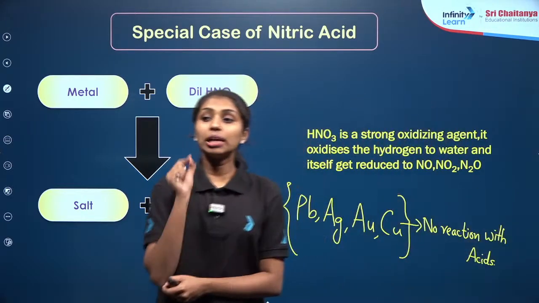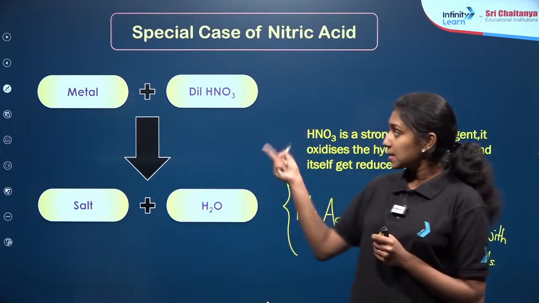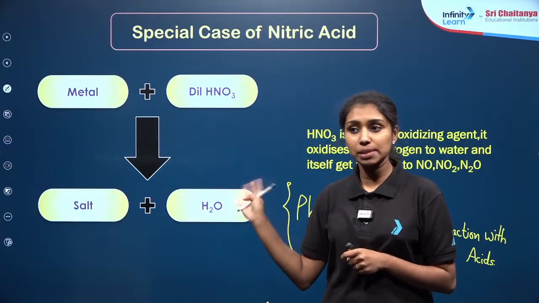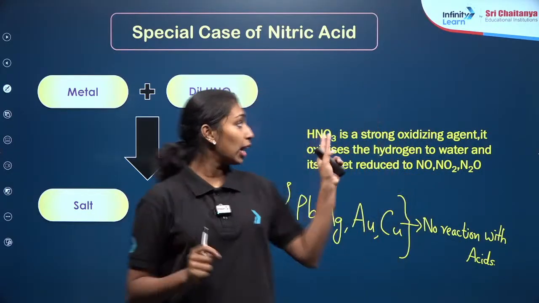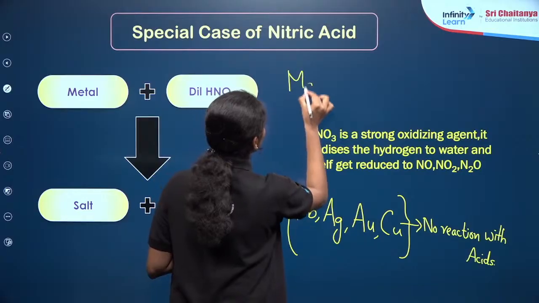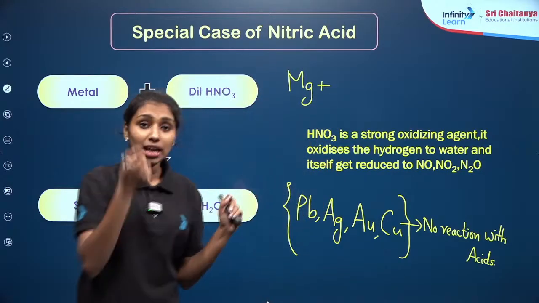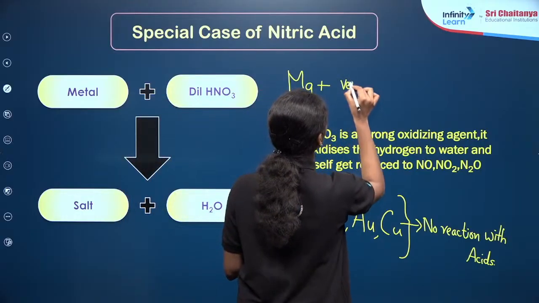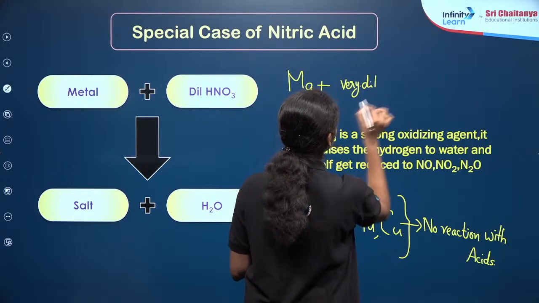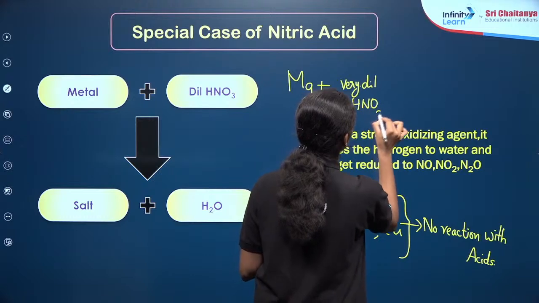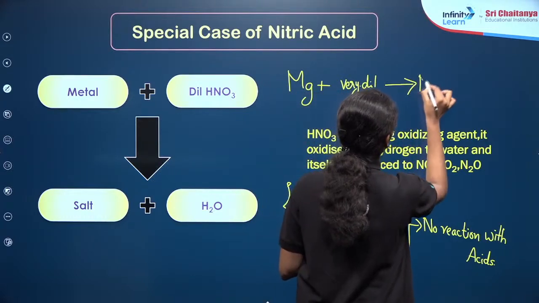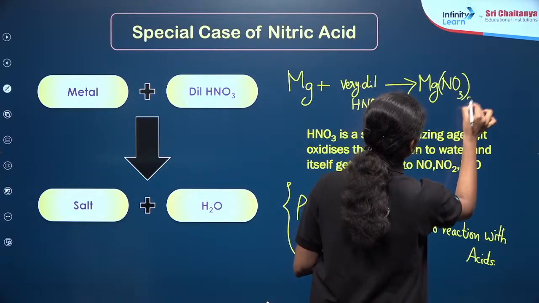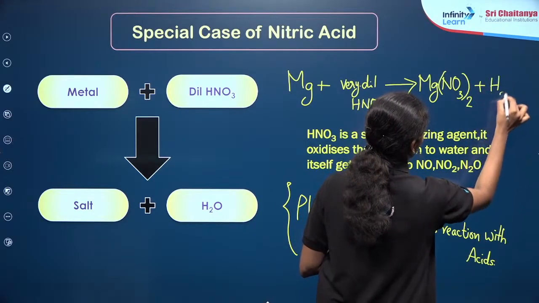Then again, one more exception is here. As we already said, whenever we are using HNO3, we will not get hydrogen as the product, right? But there is an exceptional case. If you are taking magnesium, and using very dilute HNO3, I will get the product as Mg(NO3)2, that is the magnesium nitrate, plus hydrogen. So this is an exceptional case.